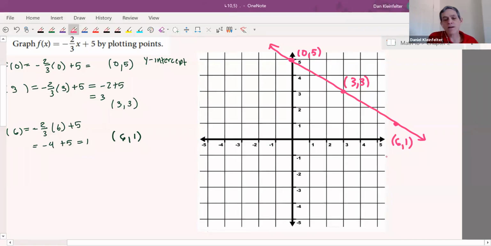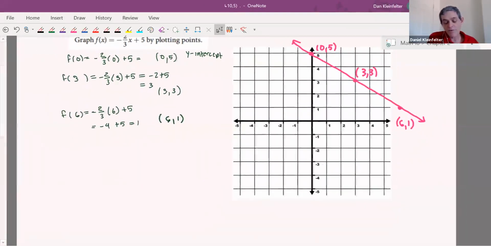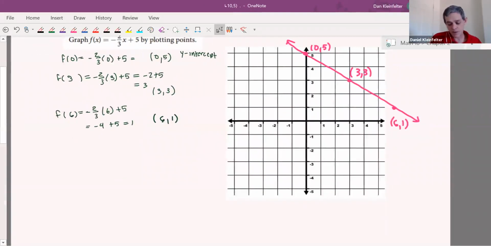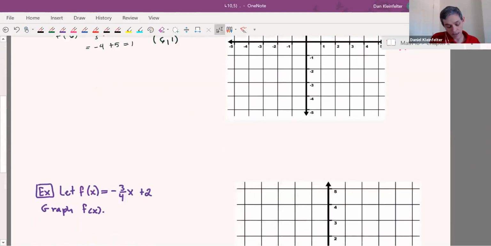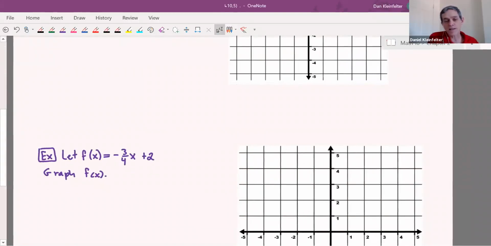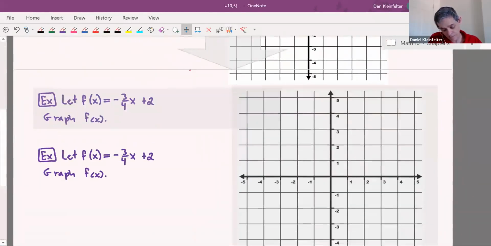Okay, so there we've graphed a function by plotting points. Usually we can use more information about the function to help us produce the graph. We did use the y-intercept here, and often that's a good point to use. We can also use the slope to help us draw the graph. And that's what we're going to do in this example.